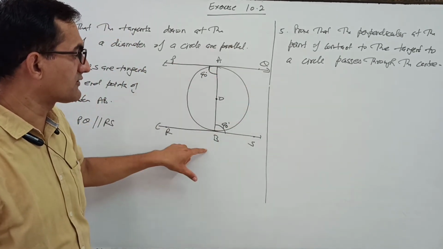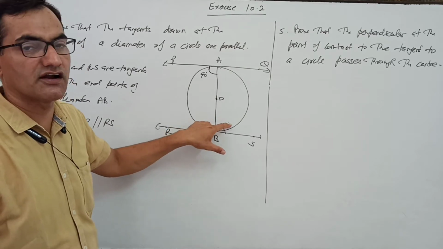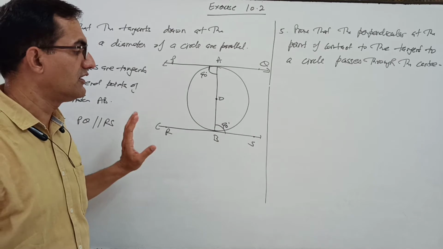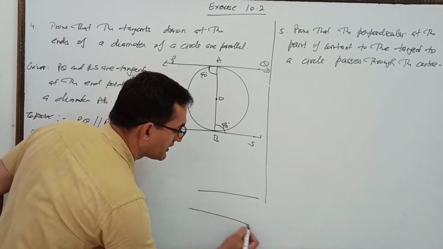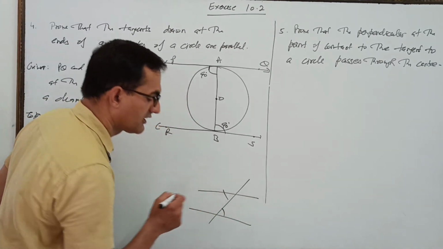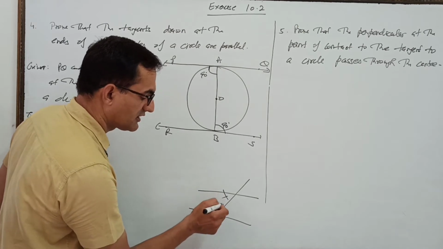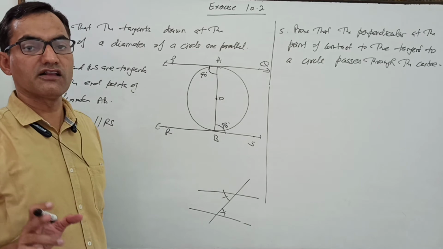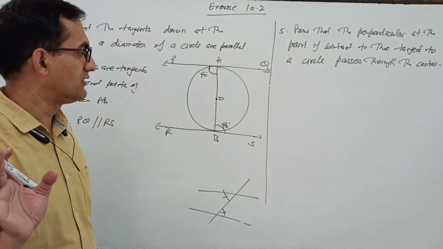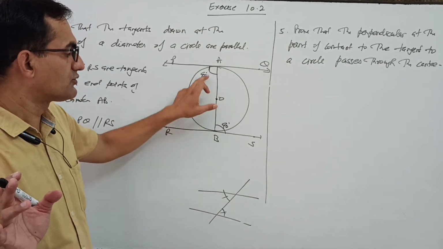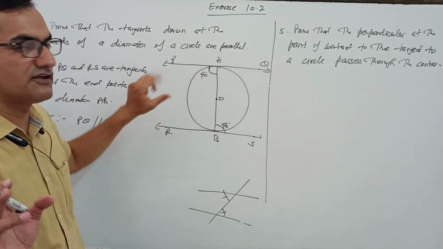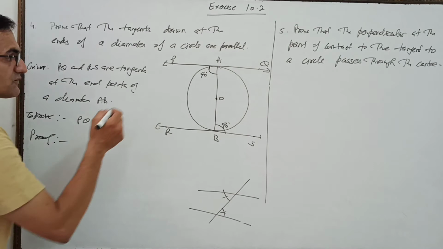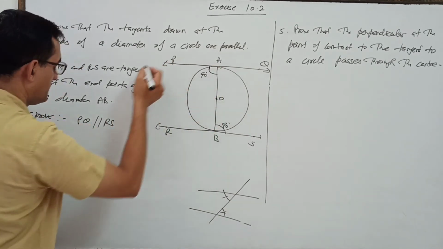These are two lines. This is a transversal line. These are alternate interior angles. If alternate interior angles are equal, that is, if we have any two lines and this angle and this angle are equal, these are alternate interior angles, then you will say that these lines are parallel. So since these alternate interior angles are both equal, these two lines are parallel, meaning the tangents are parallel.